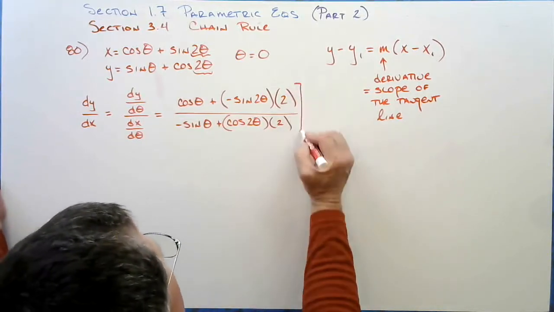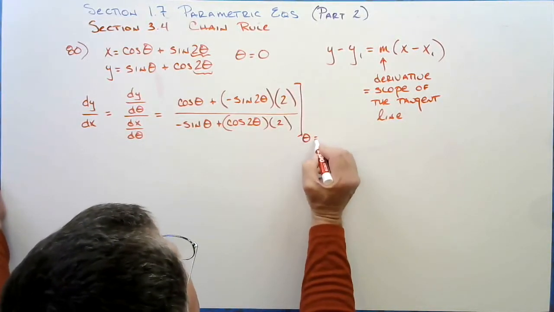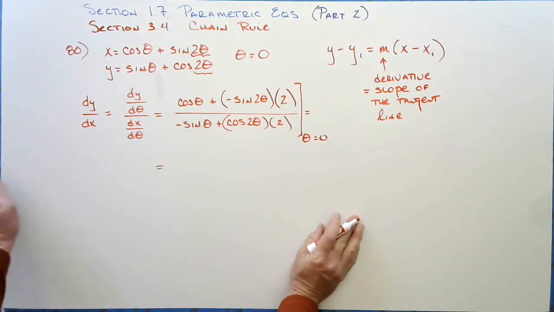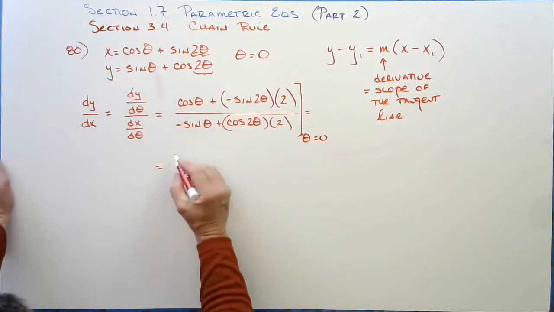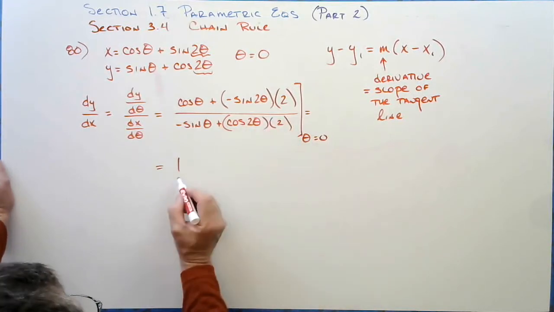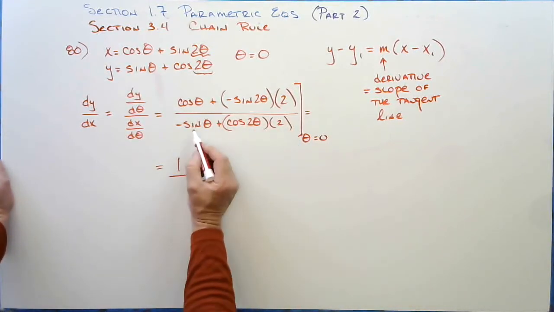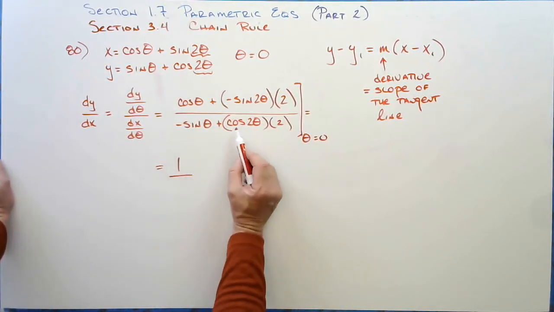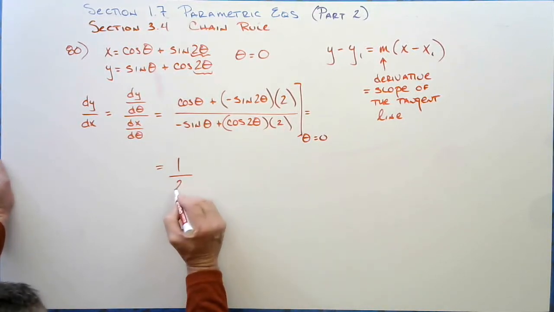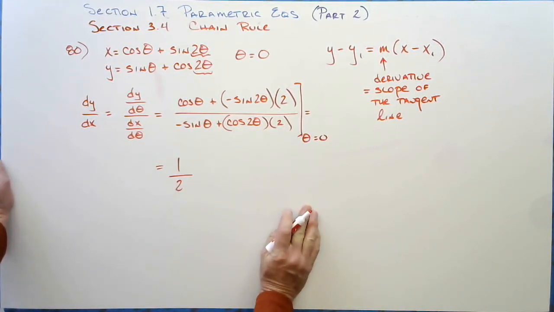And now we're going to want to evaluate that at theta equals 0 to get our slope, right? And we'll do that work down here. We put 0 here, cosine of 0 is 1. We put 0 here, and that's going to be sine of 0, that's going to be 0. So that's gone. Put 0 here, sine of 0 is 0. Put 0 here, we get cosine of 0, that's 1 times 2, so our slope is going to be 1/2.